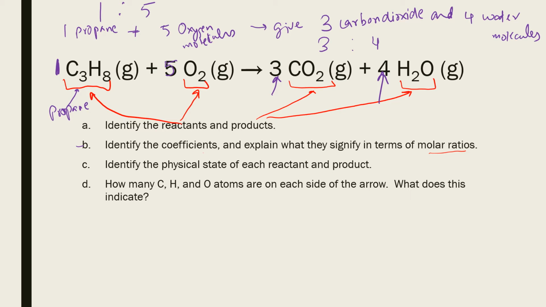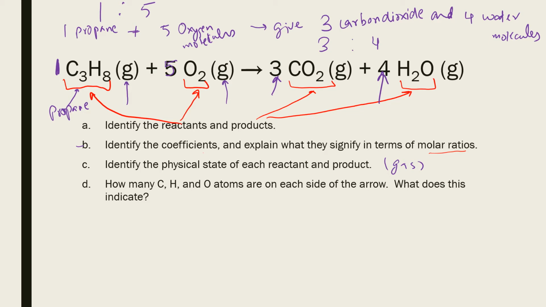And next part is, identify the physical state of each reactant and product. These small letters in parentheses represent the physical state, and they all have g. g stands for gas, so they are all gases. And finally, how many carbon, hydrogen, and oxygen atoms are on each side of the arrow? That's very interesting.